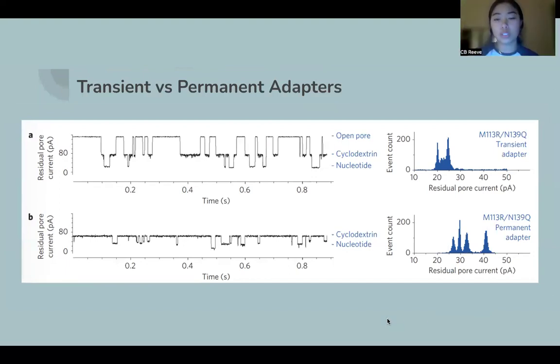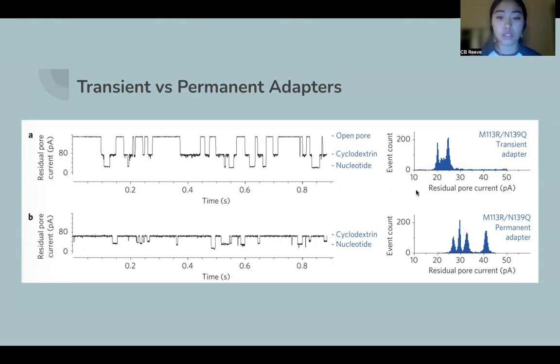So now we're going to focus on the adapters: why those adapters are important, how those adapters were attached, and how the current disruptions during the sequencing were impacted. So a few things to note for figure A. In the transient adapter, open pore is when the adapter is not correctly attached, and this poses a problem because this renders the nanopore inactive and doesn't allow strands to read through, and thus no dNTPs will be observed.